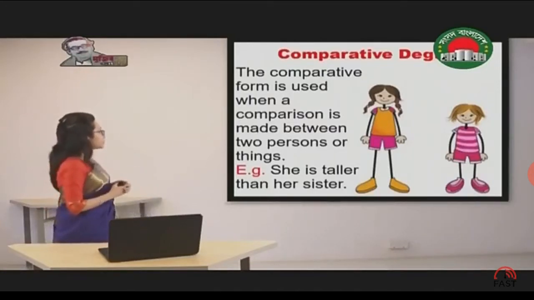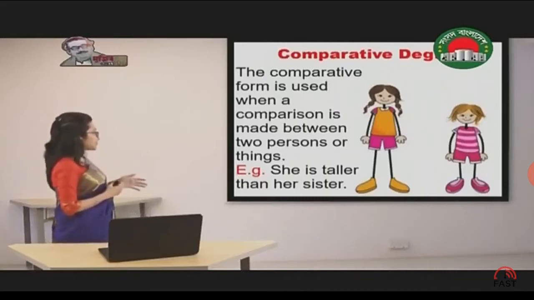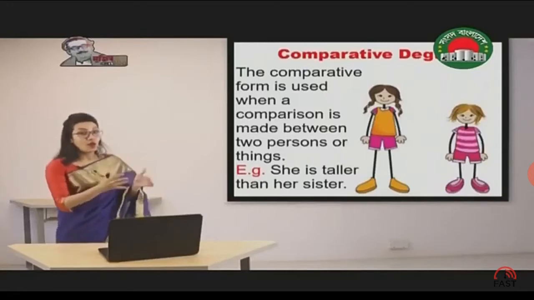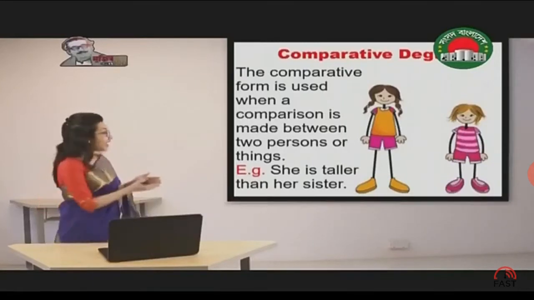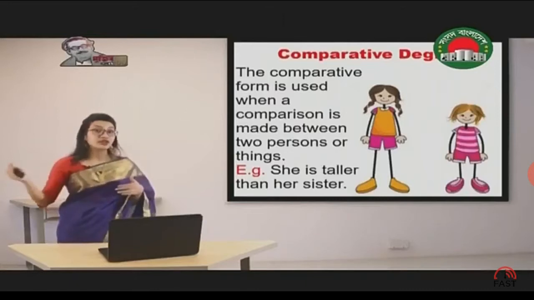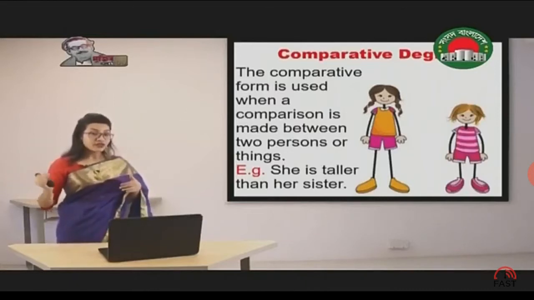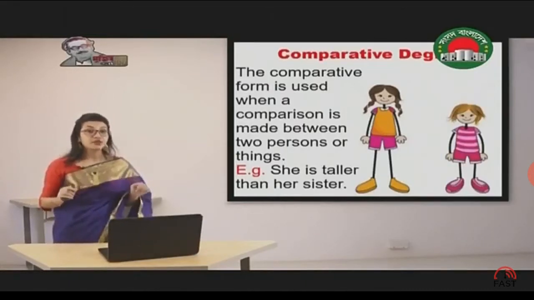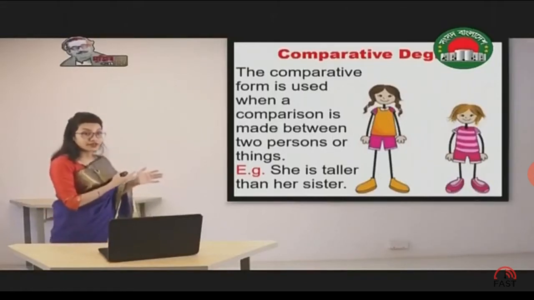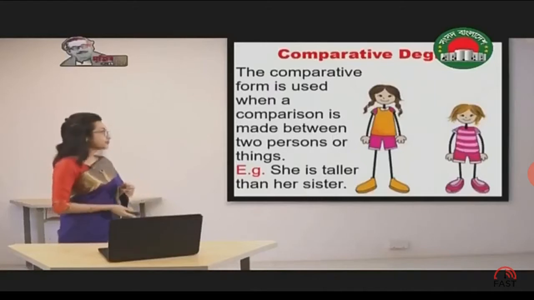For example, she is taller than her sister. So there is a picture where two sisters are standing one next to the other. And as you can see, the first person that is standing here, the one wearing a red t-shirt, she is taller than her sister. For that reason, since the comparison is made between two persons only, we have used comparative degree here, taller.